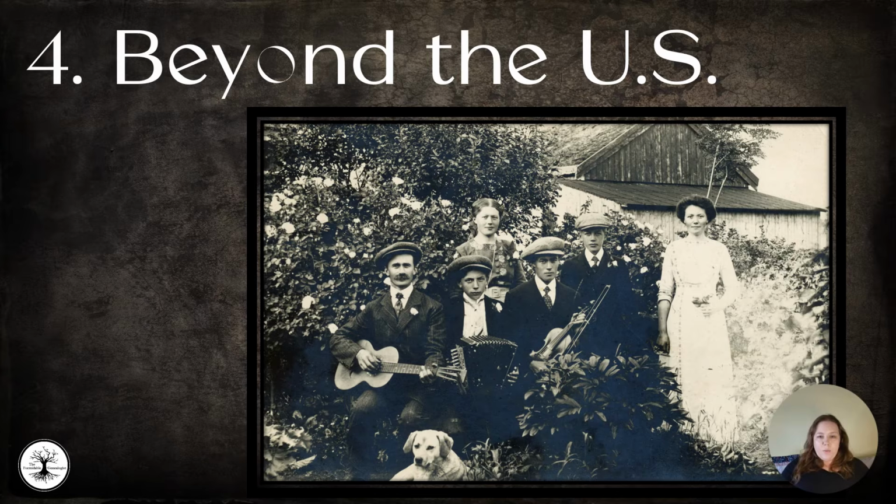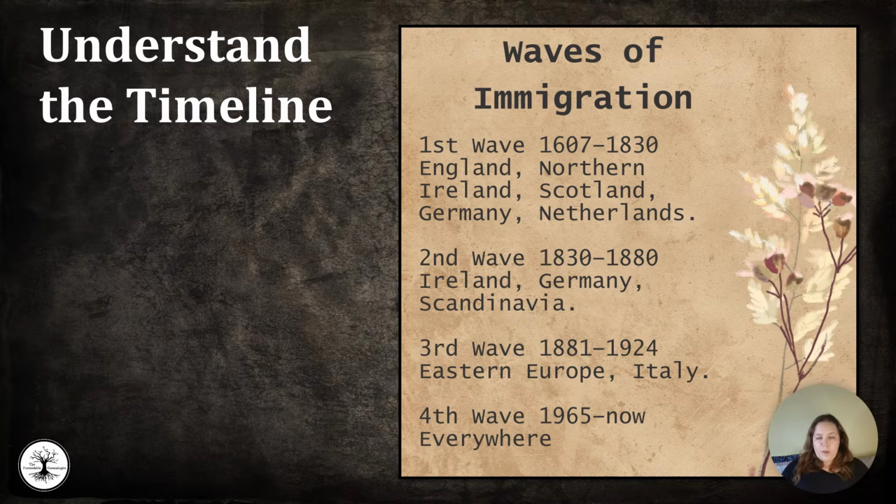We will talk a little bit about research beyond the US and how to get records. I'm going to talk briefly about the records you need to get in the US before you can move on to other countries as well. Obviously, this is not going to apply to every single person, but in general, the first wave of immigration was through 1830, and it was for England, Northern Ireland, Scotland, Germany, and the Netherlands. Second wave was like 1830 to 1880, more people from Ireland, Germany, and Scandinavia. Third wave through 1924, Eastern Europe and Italy. Fourth wave everywhere through now.